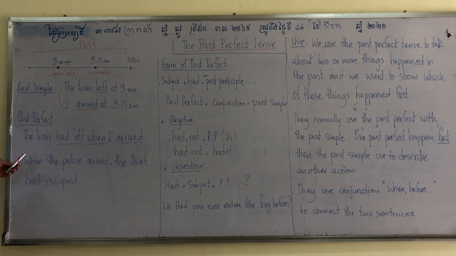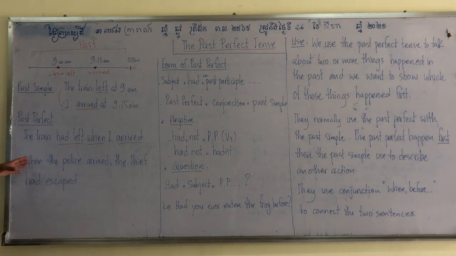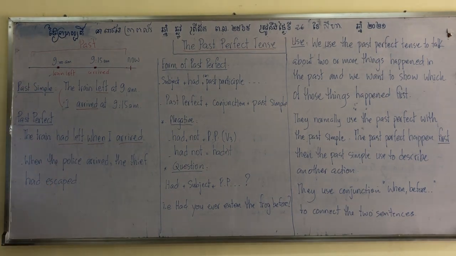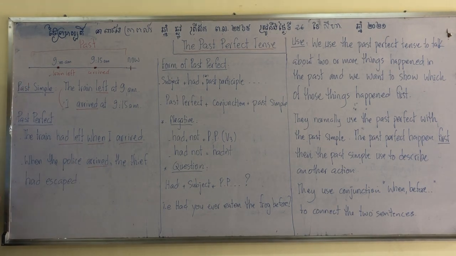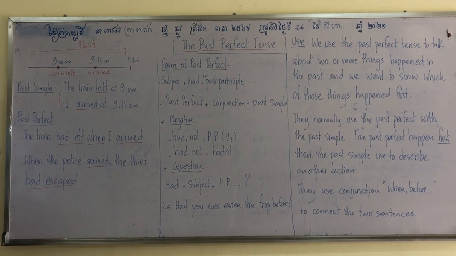Another example, when the police arrive, okay, for example, like we have a bank robber, and then I can describe about this situation, like when the police arrived, the thief had escaped. So when the police arrive, so we use the word arrive here, we use the past simple, and had escaped. The thief had escaped. Had escaped is past perfect.